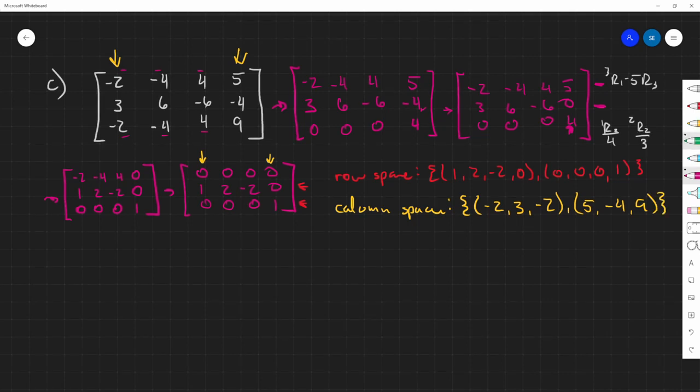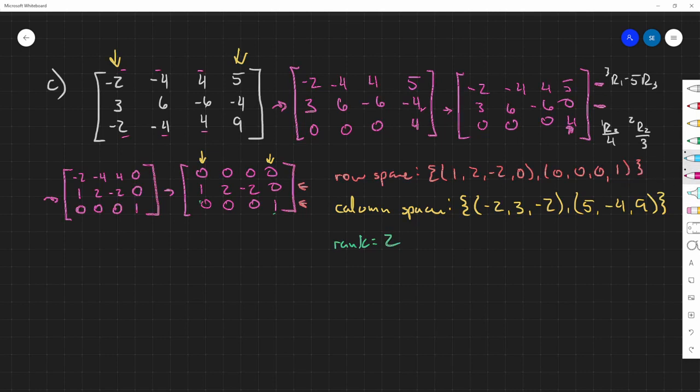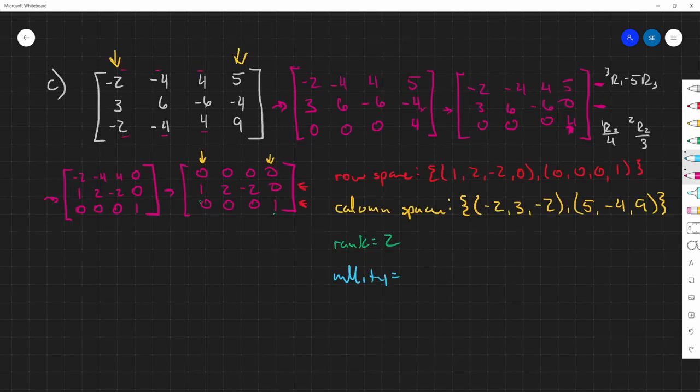What's our rank? Non-zero rows, so 1, 2. Rank is equal to 2. And then lastly, our nullity is going to be here and here, which is equal to 2. Since there are 4 columns and we have 2 for the rank, 2 has to be the nullity. And so that's pretty much it for the rank-nullity theorem examples.